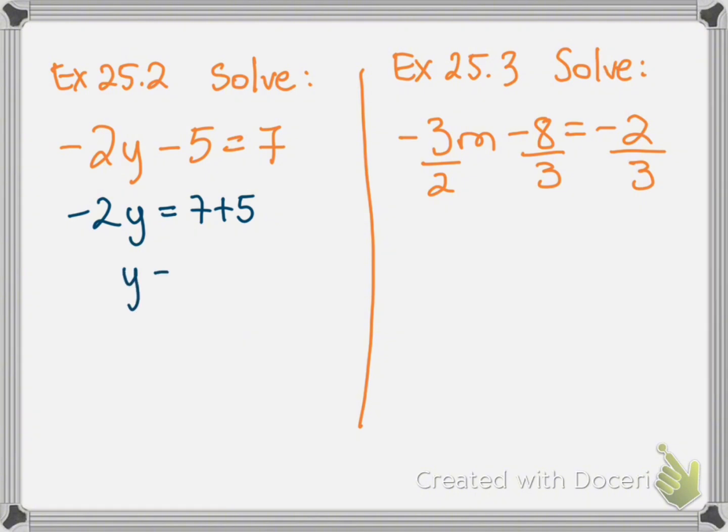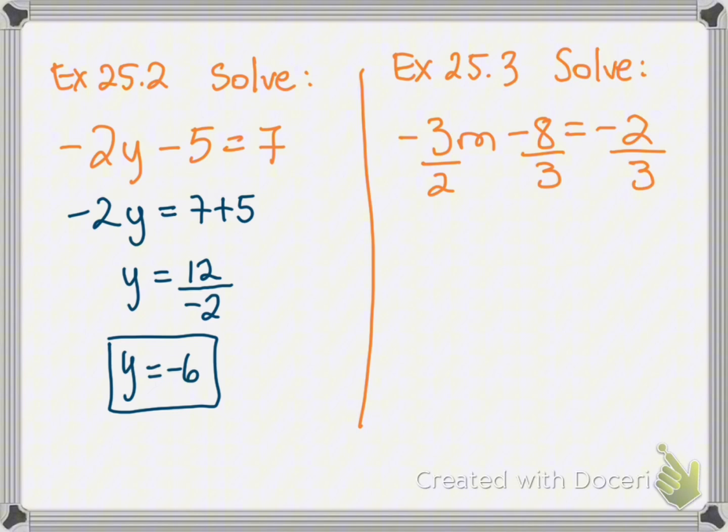the number to divide. So 7 plus 5 is 12, and then the negative 2 is multiplying, so we're going to pass it to divide. And the answer is -6. Remember the rules for multiplying and dividing signed numbers.